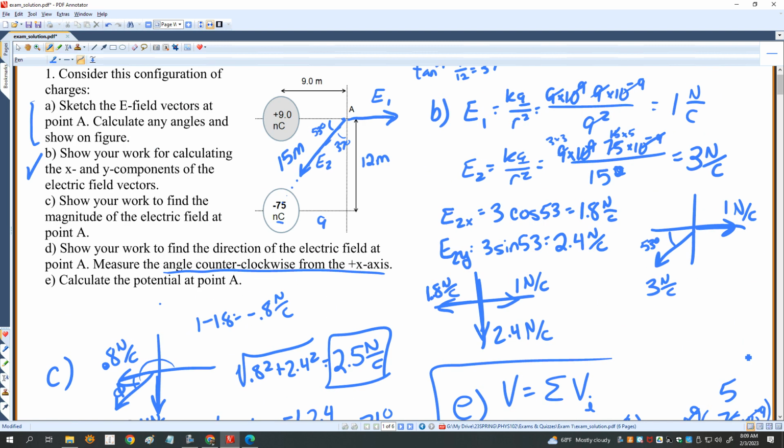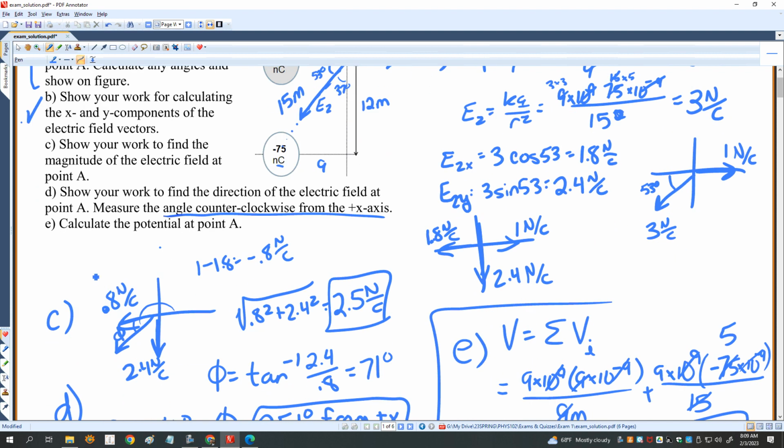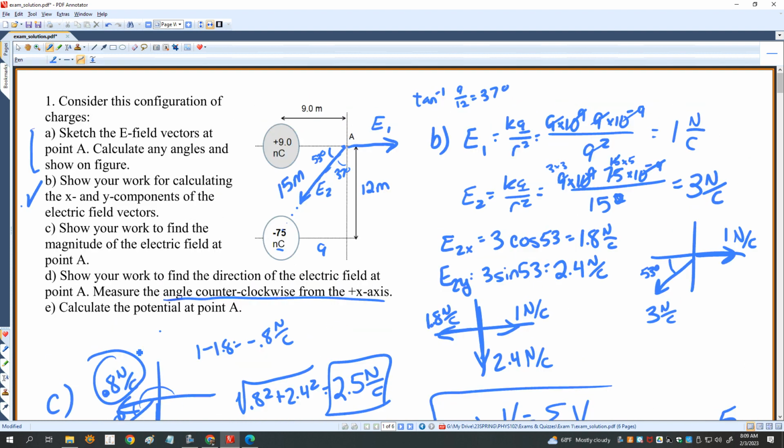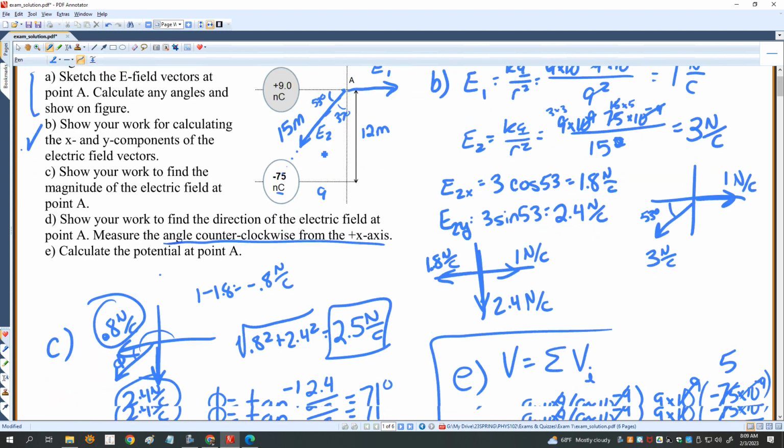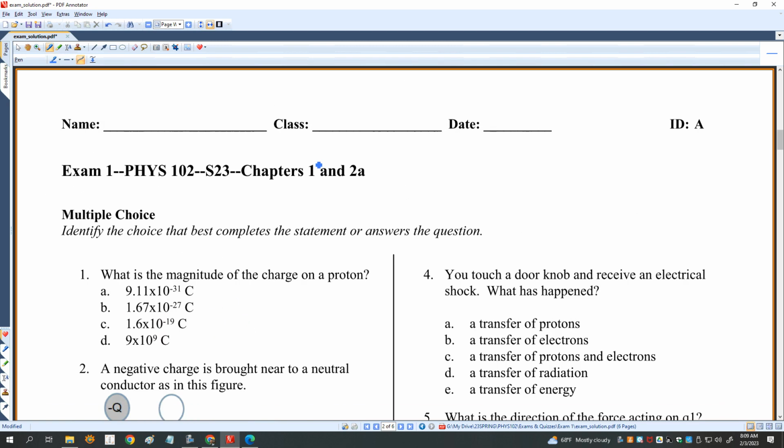All right. In parts A and B, I was looking for the answers, the X and the Y components. Oh, actually, for part B, I wanted to see these as the final answers, the X and Y components. But I was looking for your work too. And then in part A, I was looking for this vector diagram. Okay. Sketch these electric field lines.